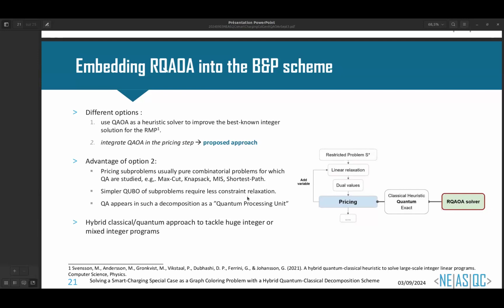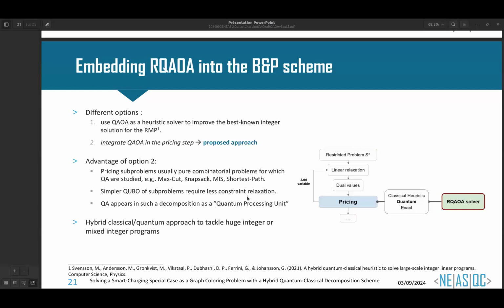The advantage of using option 2 is that the pricing subproblem is purely combinatorial instead of including continuous variables as well, and for such problems quantum algorithms are studied, like MaxCut, knapsack, maximum independent set, and shortest path. And in our case, the subproblem would be a maximum independent set.